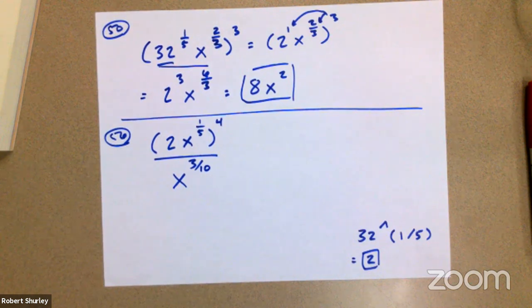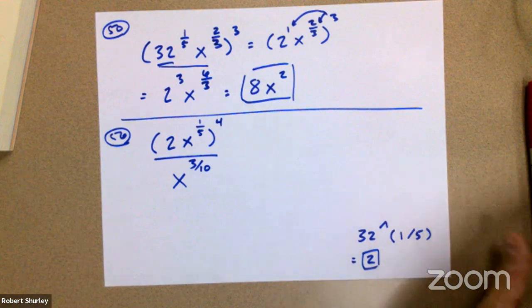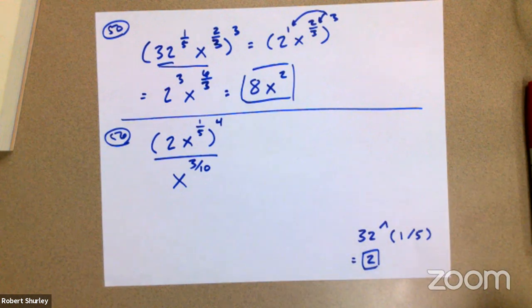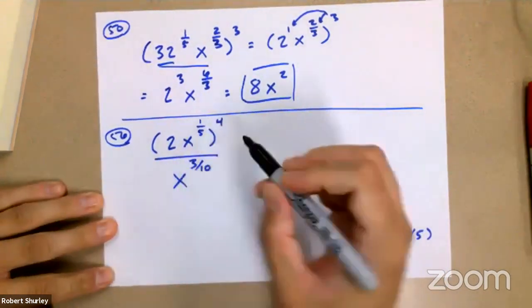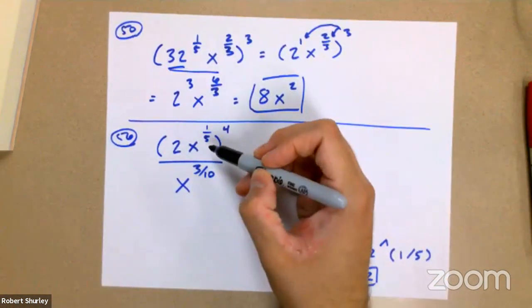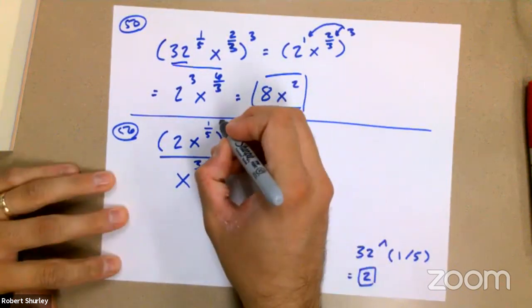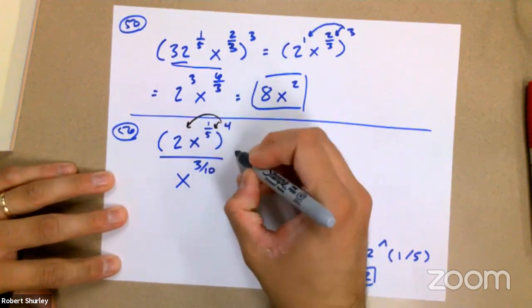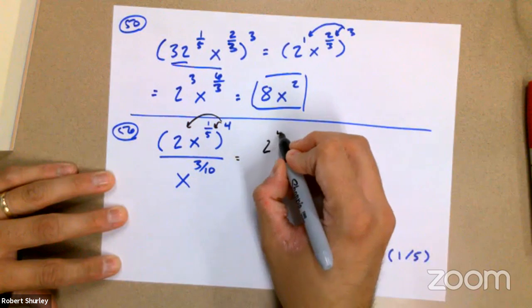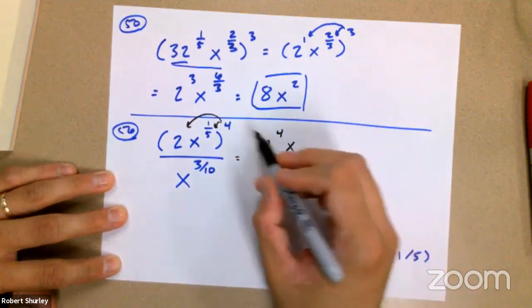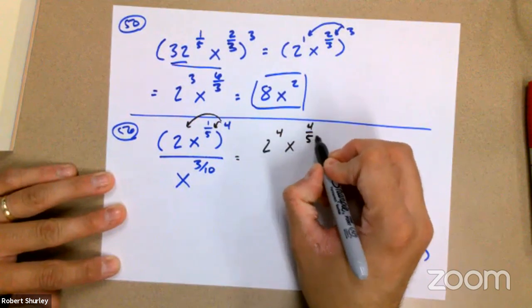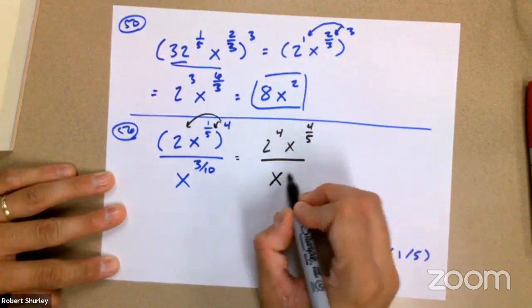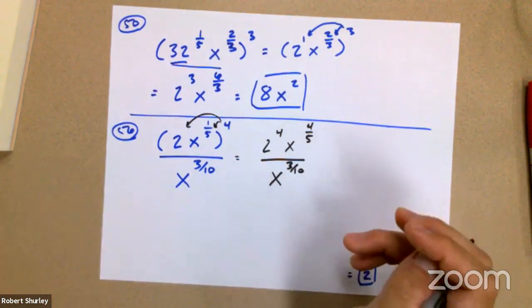You got it? It's tough, man. There's a lot of stuff going on. Okay, so let's see here. Which marker to choose? Let's do black. First off, there's nothing to simplify in this parentheses, right? So I'm going to distribute the 4, and I wind up with 2 to the 4th x. Now remember, integer times fraction, just multiply the top. So this winds up being 4/5 over x to the 3/10, right?